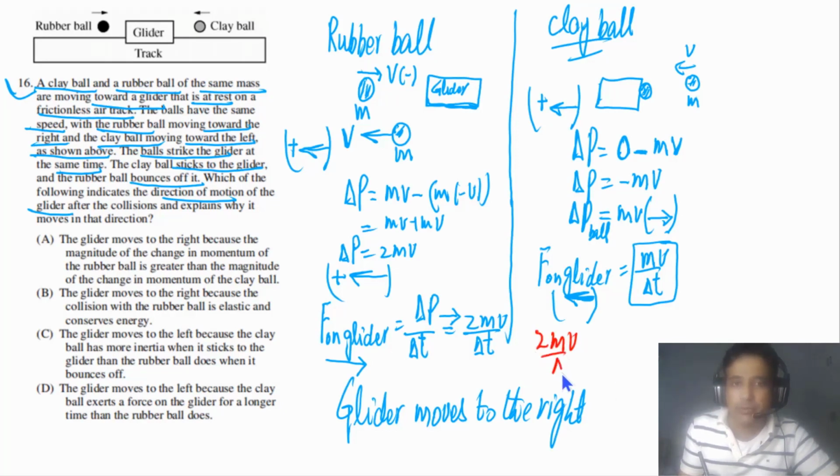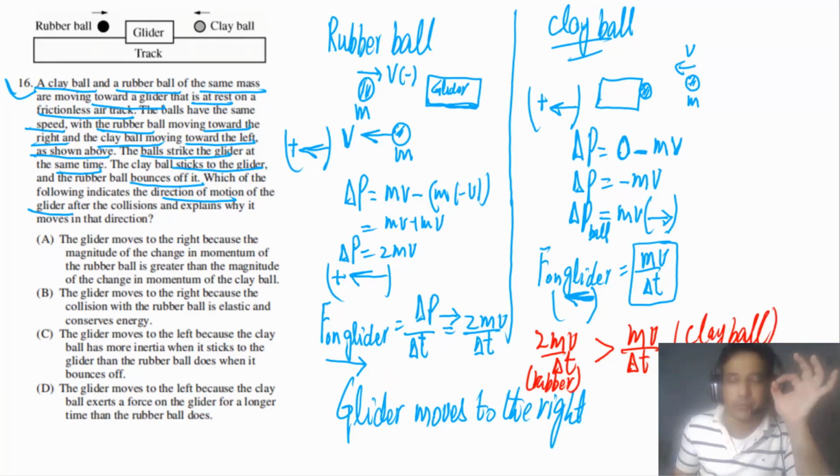2mv over delta t is due to the rubber ball. The force on the glider due to the rubber ball is greater than the force on the glider due to the clay ball. We can also write delta t, since we are talking about the same amount of time. So this is due to the clay ball. The rubber ball in this case will exert more force, and the direction of force on the glider is to the right. So this glider will move to the right.